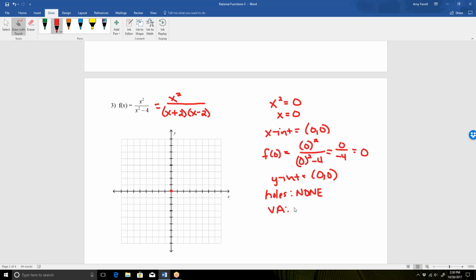Vertical asymptotes, there are two, x equals -2 and x equals 2. We find our vertical asymptotes by finding the zeros of the denominator. And so we've got 2 of them this time. Here's x equals 2, and here is x equals -2.